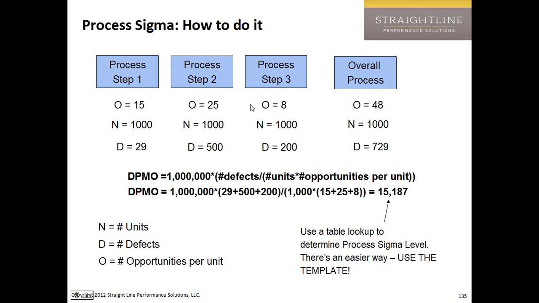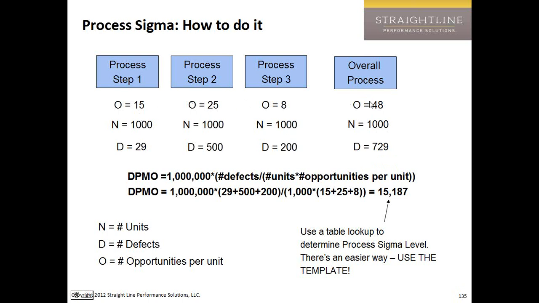Okay? So obviously this is more complicated, probably grossly underestimates the number of chances of error there, but that'll work for the example. Okay, and then I will note as I'm collecting this data that of the 1,000 patients that went through, there were 29 noted errors in process step 1, 500 in process step 2, 200 in process step 3, for a total of 729 errors in 1,000 patients coming through. Each patient had a total of 48 chances for making an error.